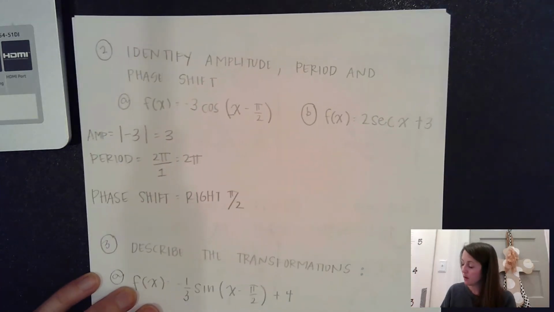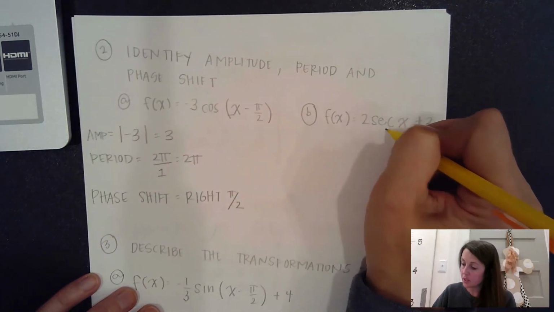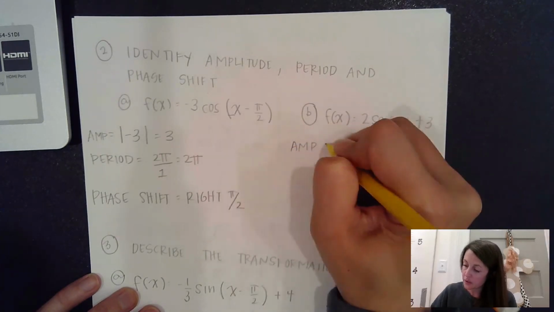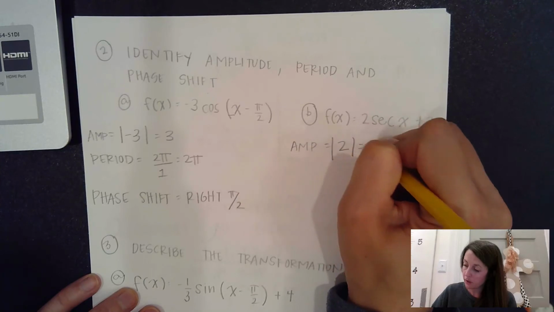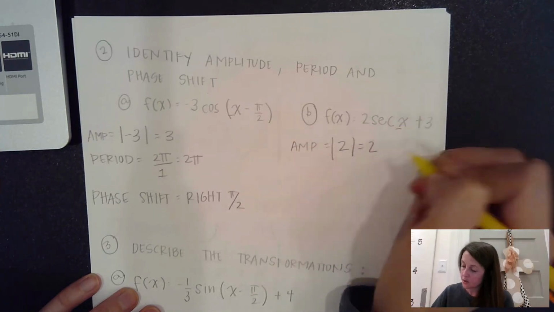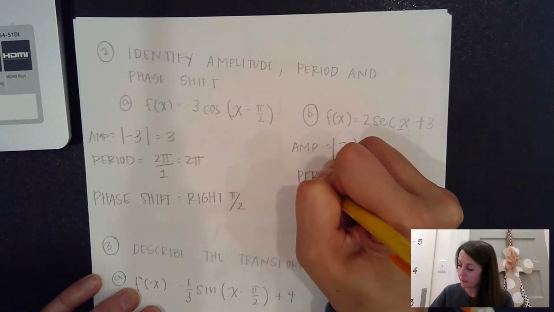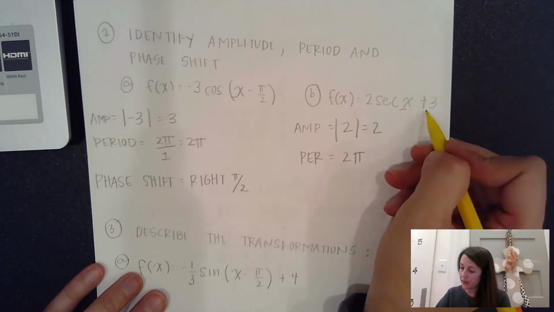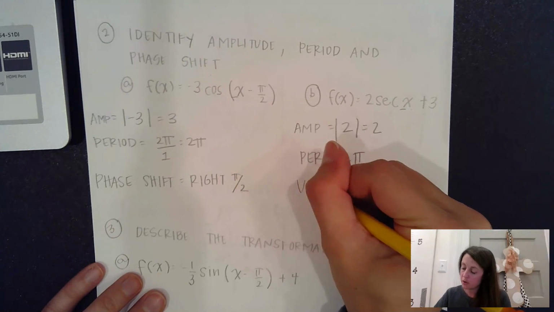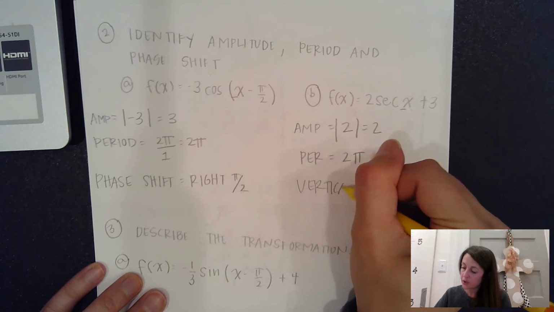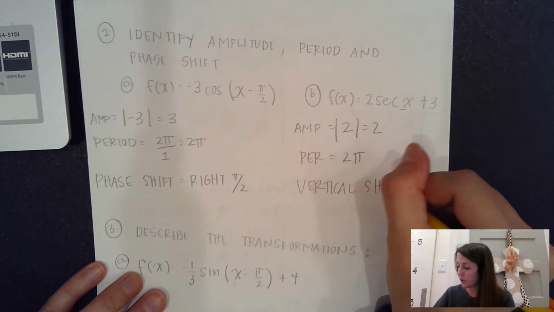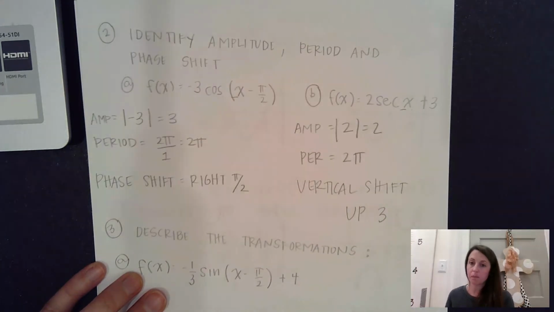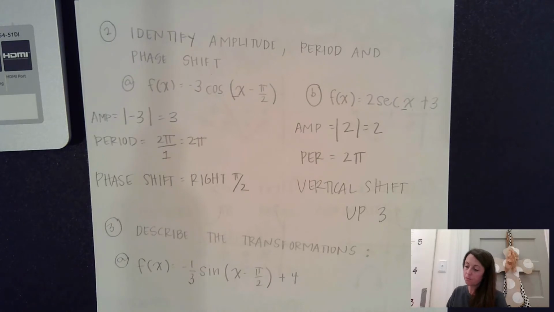Okay. All right, so for this one, I've got 2 secant x plus 3. So the amplitude here is going to be 2, right? Period is just going to be 2 pi. And then I don't have a phase shift, but I have a vertical translation. Vertical shift here, it's going to go up 3 units there.